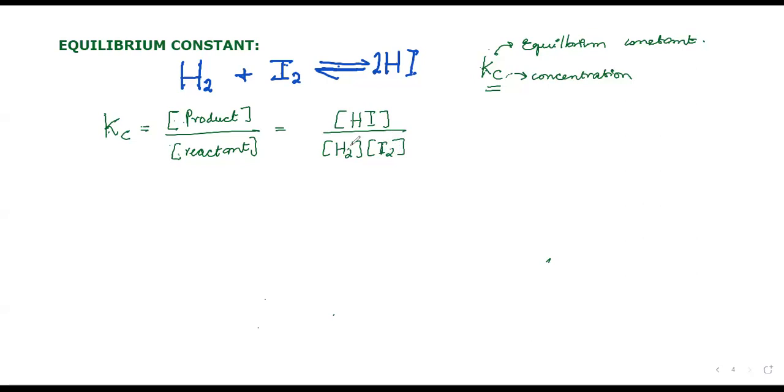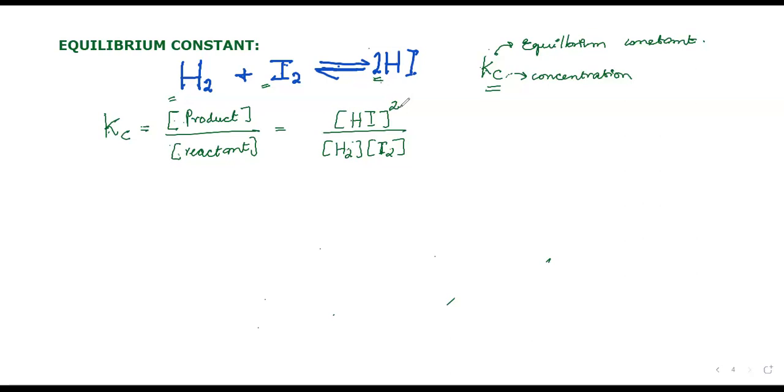Now, after you have done this, you need to also take a look at the mole ratio. Can you see that we have 2 as the mole ratio of hydrogen iodide? We have 1 of iodine and 1 of hydrogen, but 2 of hydrogen iodide. So, where am I going to put this 2? I am going to put it as the power, which means hydrogen iodide squared divided by hydrogen multiplied by iodine. I don't have to worry about the power of hydrogen and iodine because their mole ratio is 1. But for hydrogen iodide, I will have to square it.